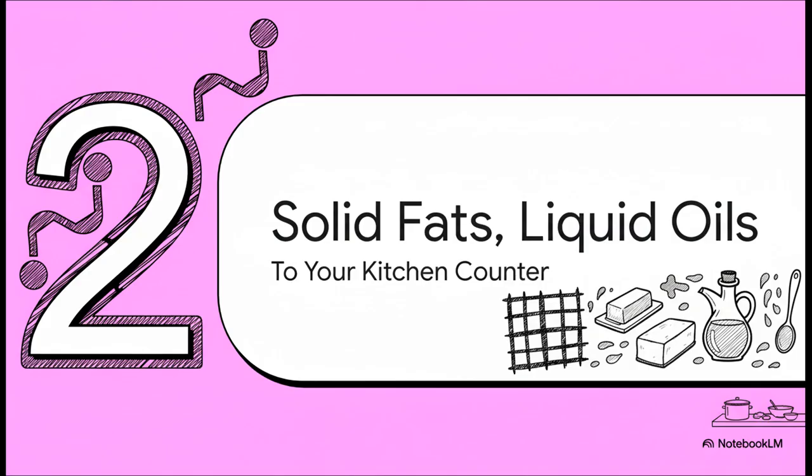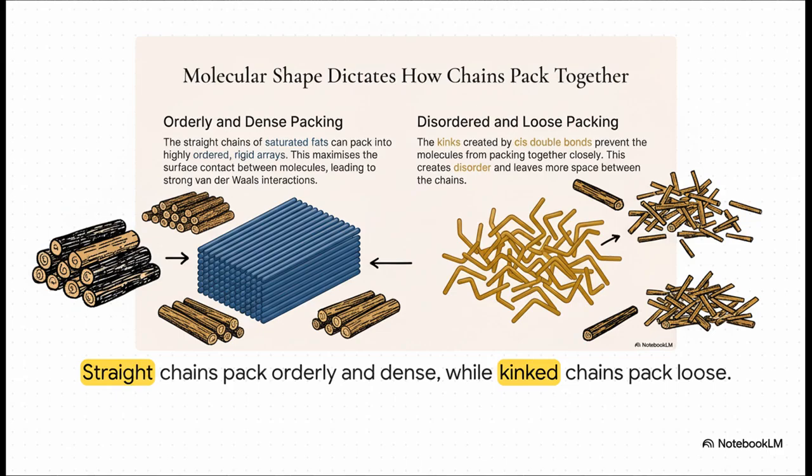Okay, so a tiny molecular kink. So what, right? How in the world does that explain the difference between a solid stick of butter and liquid oil on your kitchen counter? Let's connect the dots. It all comes down to packing. I want you to picture stacking firewood. The straight chains of saturated fats are like perfectly cut logs. You can stack them neatly, tightly, and very densely. But the kinked chains of unsaturated fats, they're like crooked branches. No matter how you try, you can't get them to pack together tightly. You just end up with a jumbled, loose pile with lots of space in between.